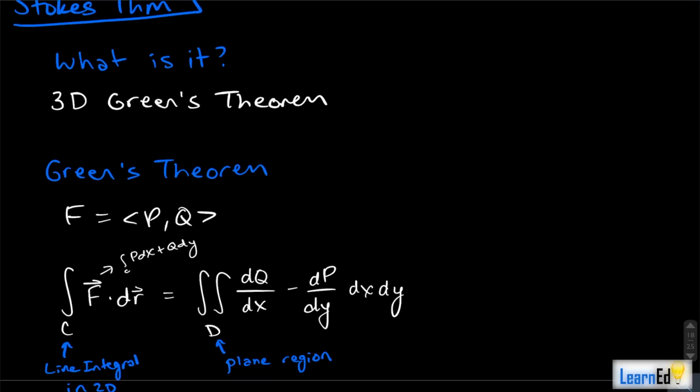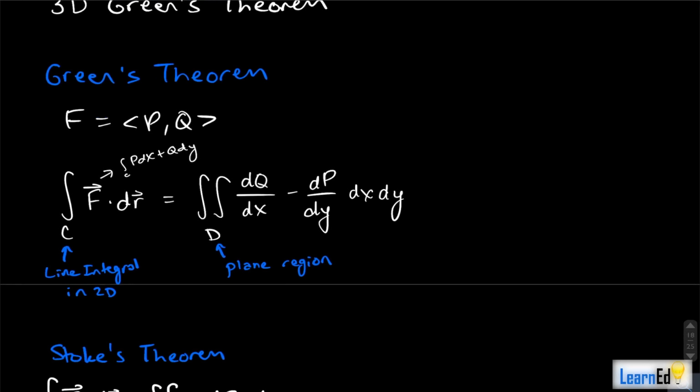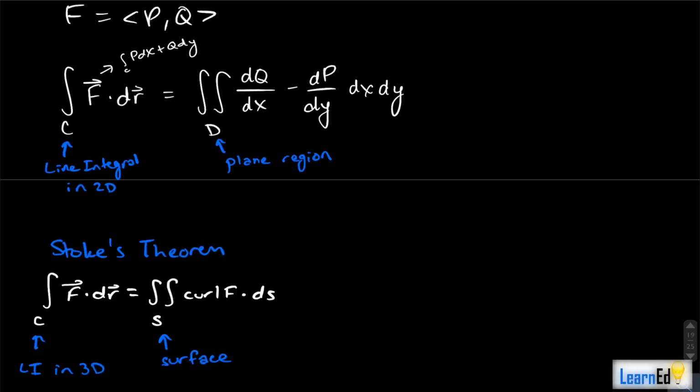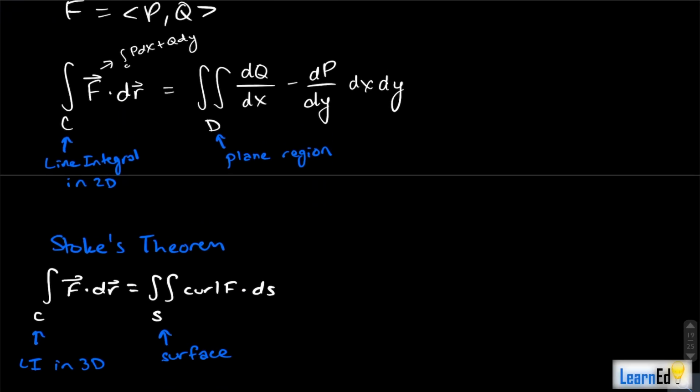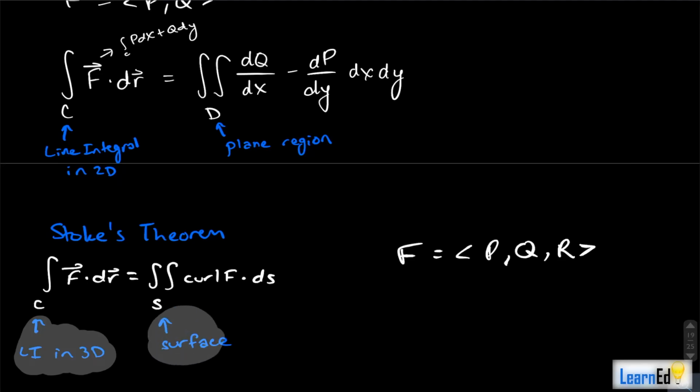So with Stokes Theorem, it's basically a 3D Green's Theorem. And remember for Green's Theorem, we had a vector field, and the components of that vector field were P and Q, and we were basically relating a line integral in 2 dimensions to an integral over a plane region, right? Well, now with Stokes Theorem, we are relating a line integral in 3 dimensions, so our vector field is now in 3 dimensions, so it'd be like P, Q, R, right? And we're relating that to a surface integral.